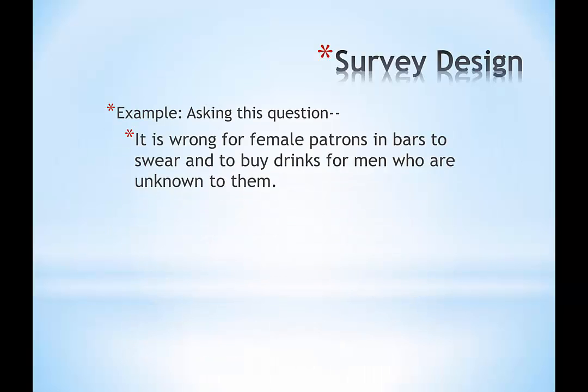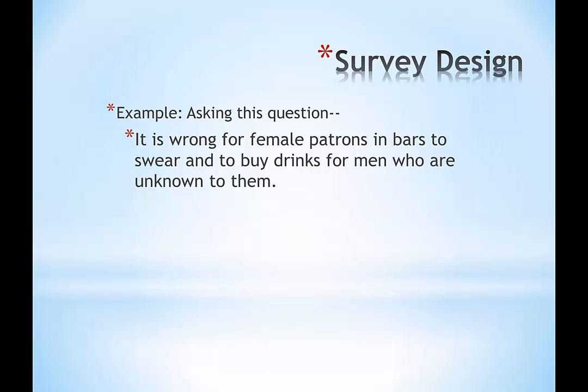So, and I think this is kind of a nice example because it's got so many multiple problems in it. If you were to ask this question, it is wrong for female patrons in bars to swear and buy drinks for men who are unknown to them. Well, there's really about 4 or 5 questions in there. It's about wrong for female patrons in bars. Is it to swear and buy drinks? What if I swear and not buy a drink? Or what if I don't swear and buy a drink for men, but what about if I buy a drink for a woman who are unknown to them versus known?